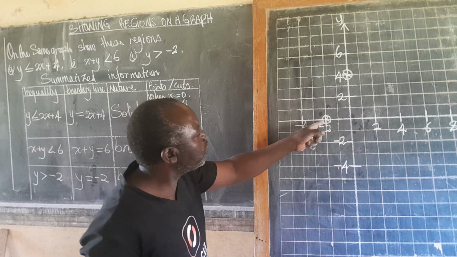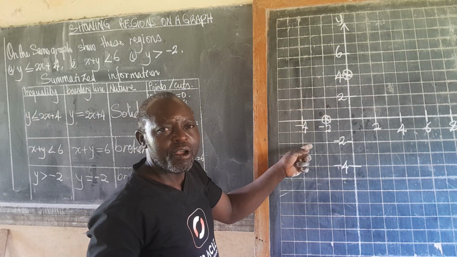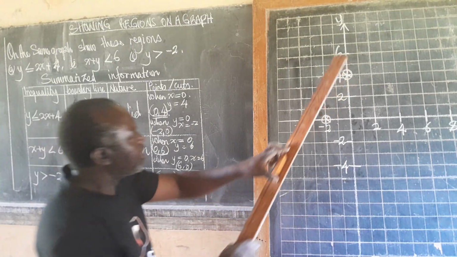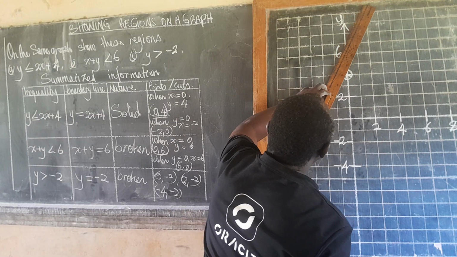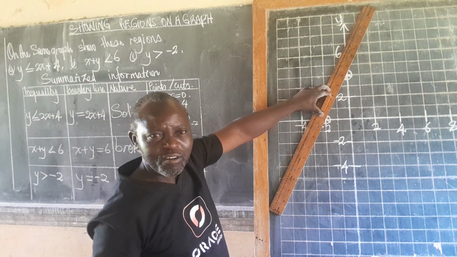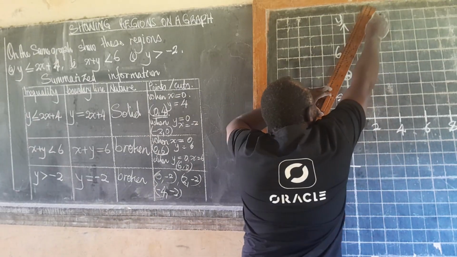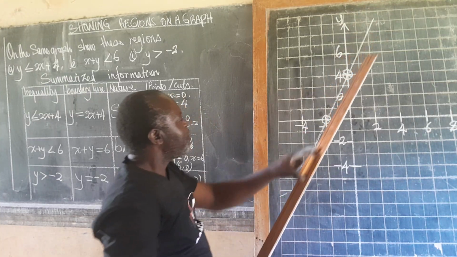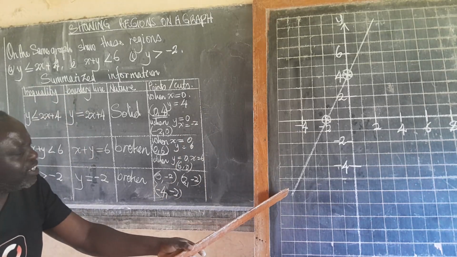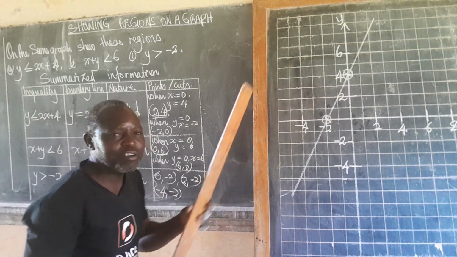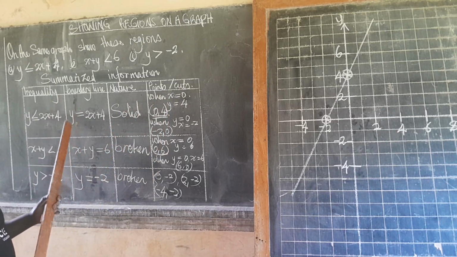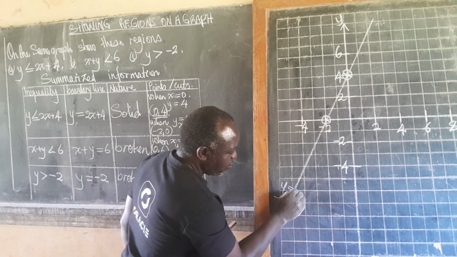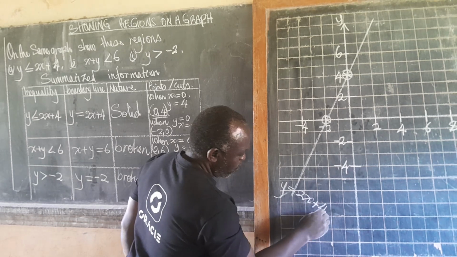Then after that, we have to join these points with a line. What will be the nature of the line? It's going to be solid. So we get our ruler and join the line. I hope you are seeing how best it is. We've done the joining. Then the line we've used to join the points has to be given a name, and the name is y equals 2x plus 4.